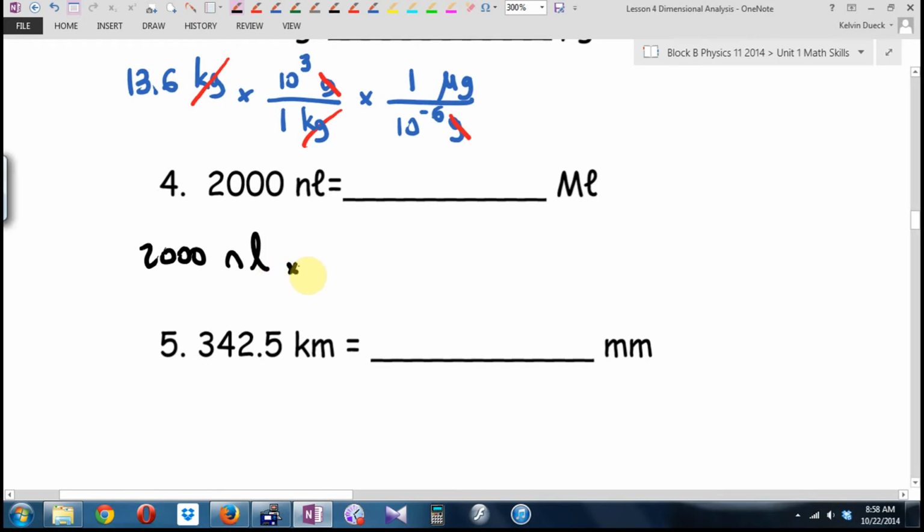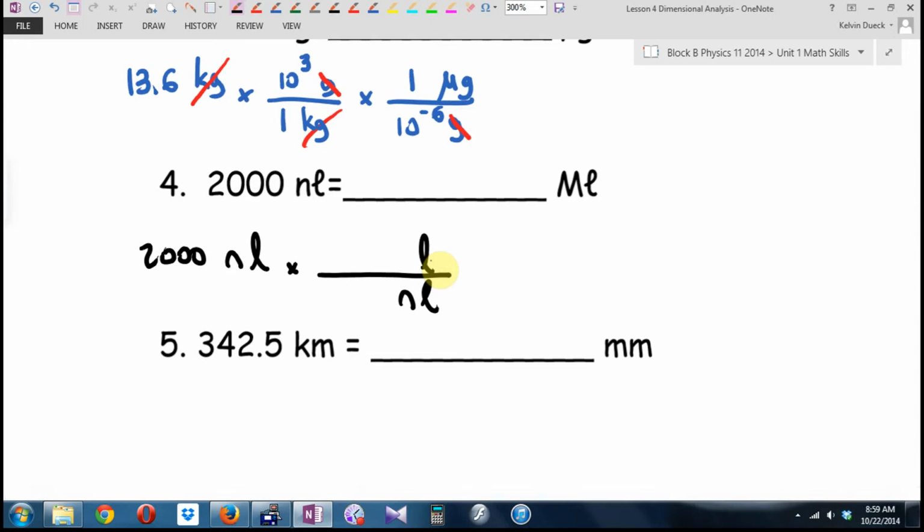Times. What units am I in right now? Nanoliters. I want to get rid of them. How will I get rid of them? I'm going to put them on the bottom, and I'm going to put just plain old liters on the top. This is the first step. I go from nano to liters to mega. Nano, what's that?